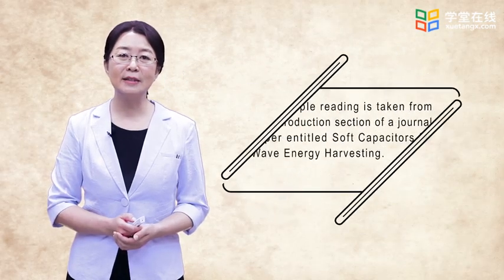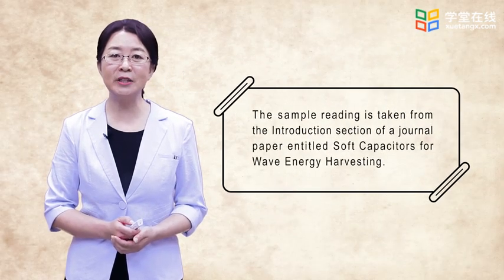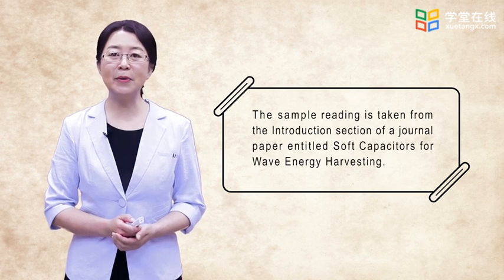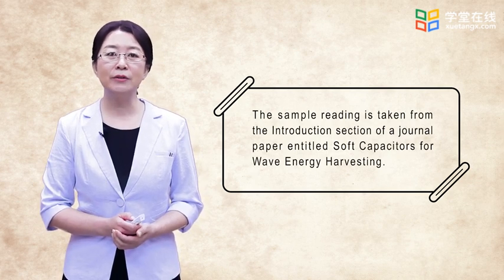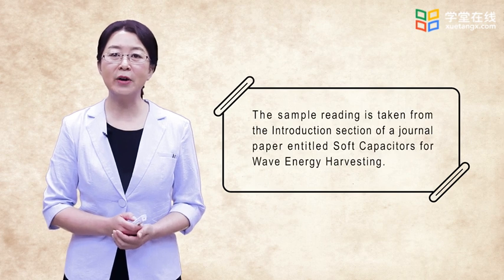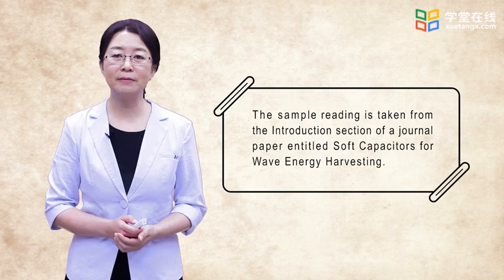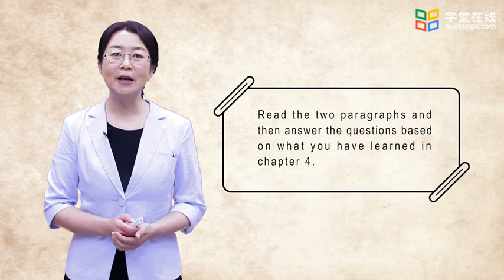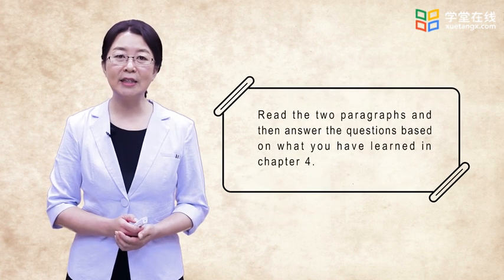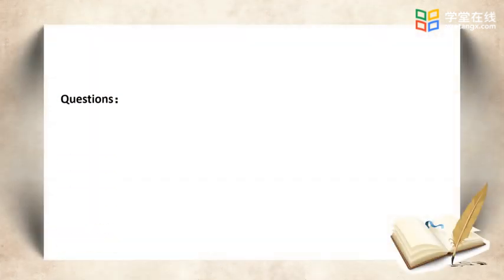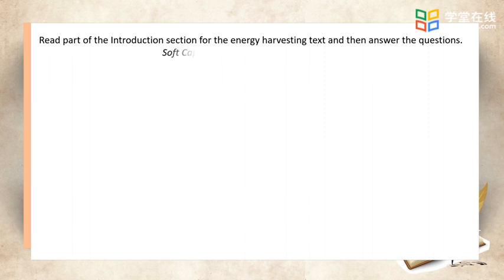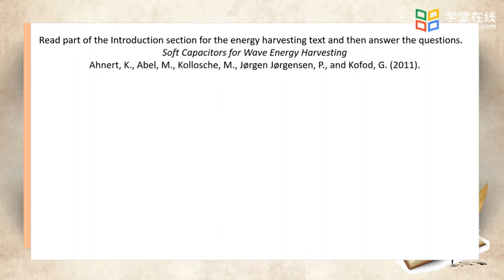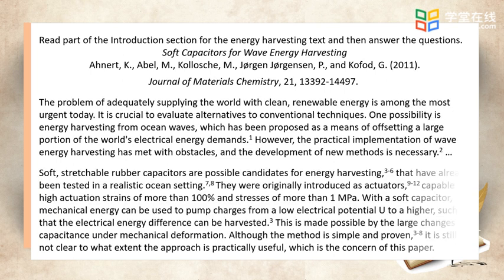Tasks. The sample reading is taken from the introduction section of a journal paper entitled Soft Capacitors for Wave Energy Harvesting. Read the 2 paragraphs and then answer the questions based on what you have learned in Chapter 4. Questions. How many critic expressions, Chapter 4, can you find in the passage? Underline or highlight them.